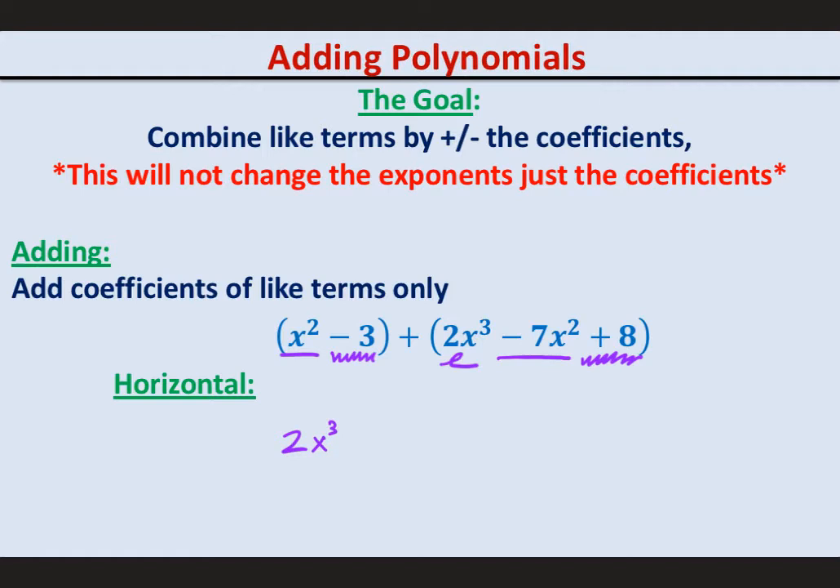We're then just going to add the coefficients of the things that are like terms. So we have negative 7x squared, and then this is a positive 1x squared. So negative 7 plus 1 is negative 6x squared. All right, and then we're going to add our constants together. Same idea: positive 8 and negative 3 together make positive 5. So this is adding polynomials together, something you should be comfortable with. We've done it for a couple years now, and it's just combining the coefficients of things that are like terms.